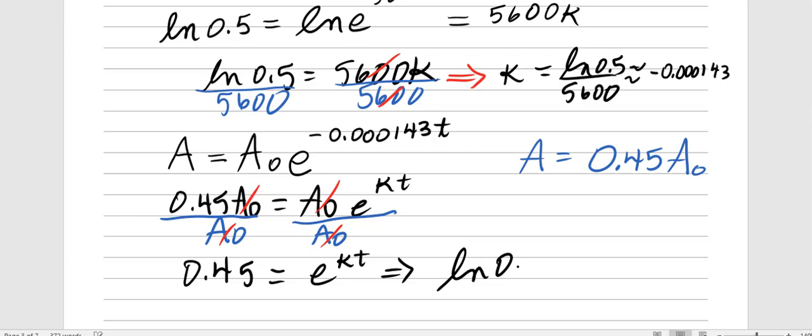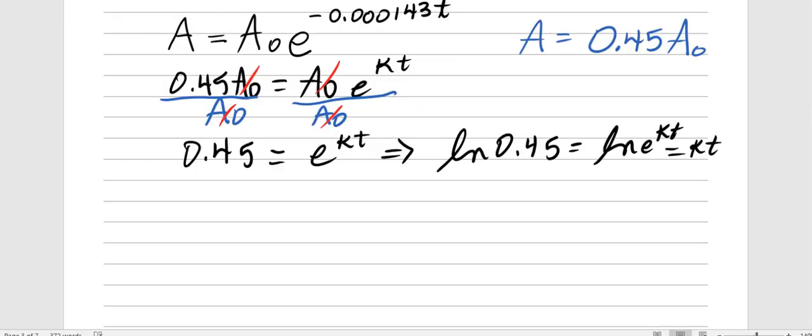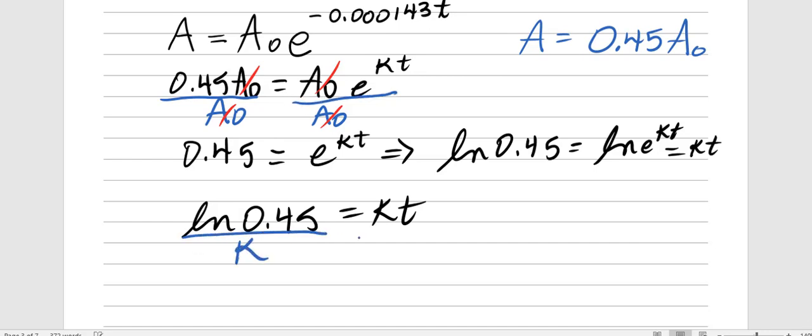I'm going to apply the natural log to both sides of the equation. And the natural log of e to the KT is simply KT. So the natural log of 0.45 is KT. So T then is obtained by dividing both sides of the equation by K.